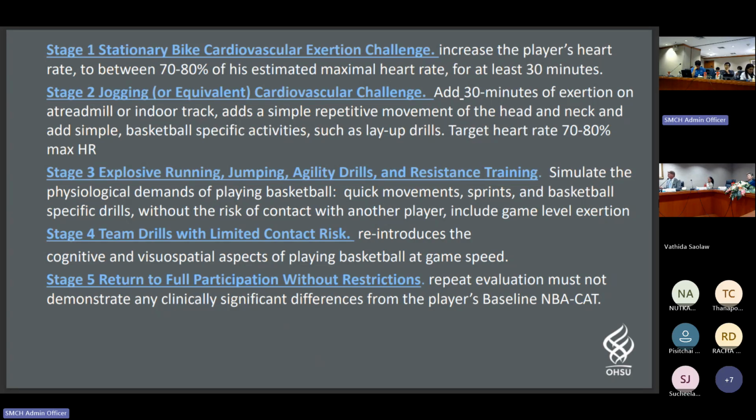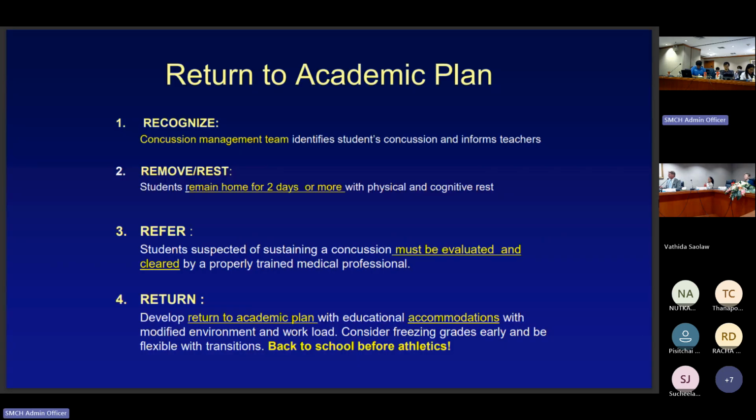But they also have a baseline retest. We have to do a physical exam to do this. And they also have to have passed the cognitive test that is done pre-season and have to be within normal limits of that. And then the return to academic plan is similar, like I mentioned, which is, refer them if need be, if they're not getting better, but really don't need to remove them for more than about 2 days from school in general.